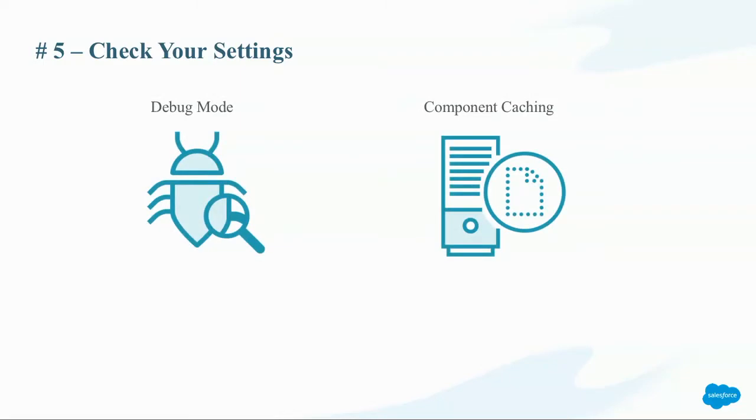All right, so number five, check your settings. Those settings that I'm talking about are debug mode and component caching. Debug mode is essentially this: when you render your components, if you have debug mode enabled, all of the JavaScript and CSS is not going to be minified, and you're going to be able to see messages displayed to you in your console log. If you have debug mode not enabled, then you're not going to see those. Component caching is turned on by default, and what this does is it enables the definitions of your components to be cached, which allows them to be rendered the second time much faster. And that's a good thing.